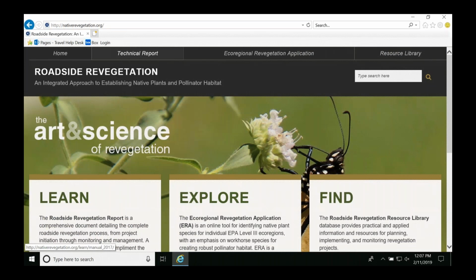So this is the website, nativerevegetation.org. It's up, it's live. You go there, you'll see some tabs. The technical report tab here is what I'm referring to when I talk about the manual, and then I'm going to talk about this plant selection utility later. We also have a resource library, which I'm not going to really talk about today, and then some other background and companion documents are posted on this site.